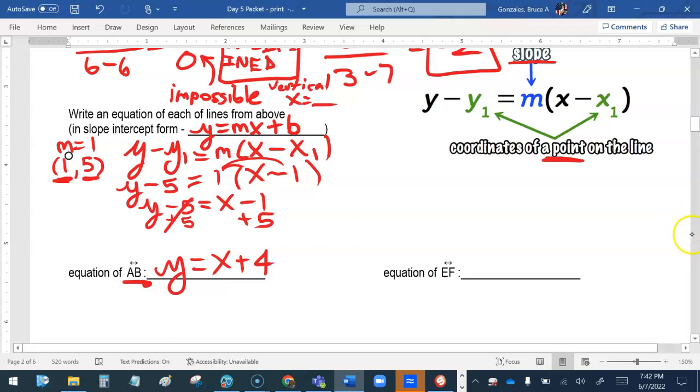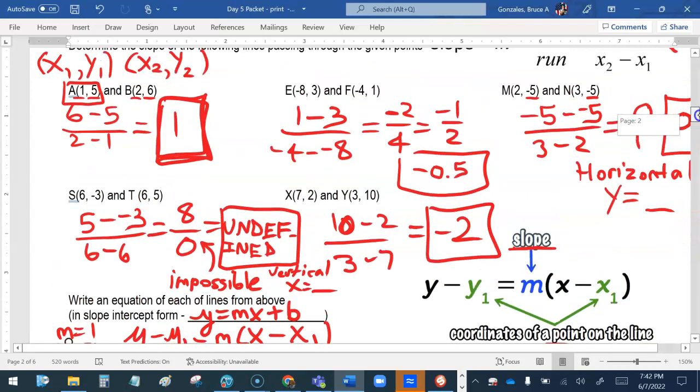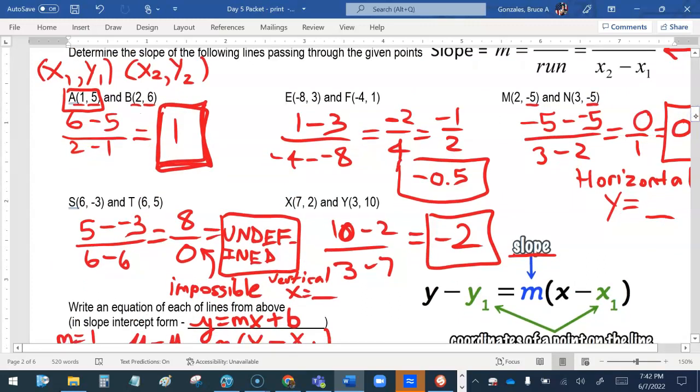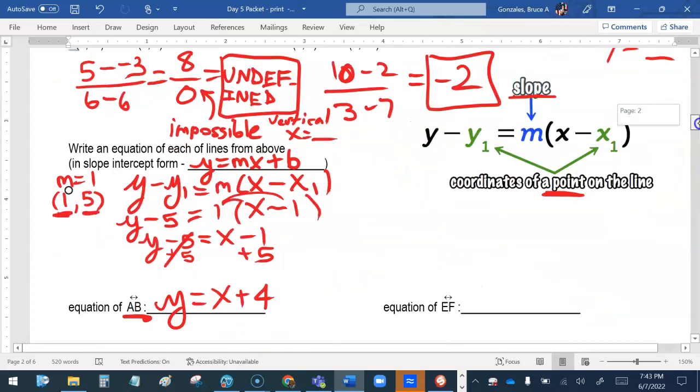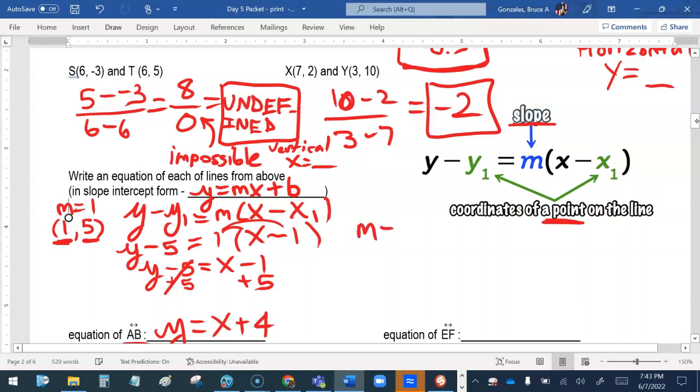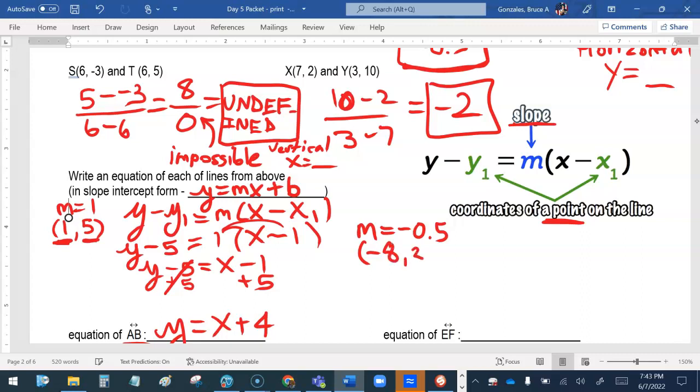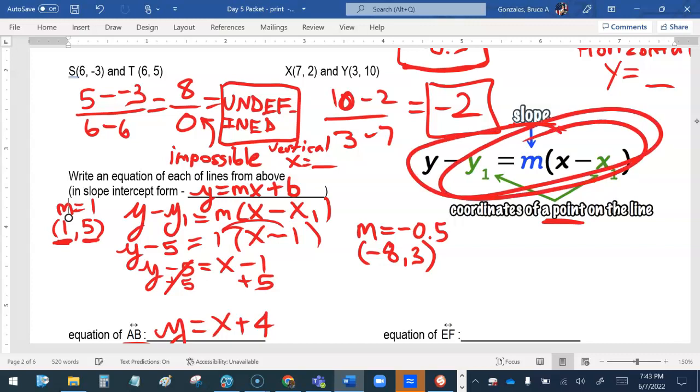Let's go to EF. I need a slope and a point from EF. So for EF, my slope was negative 0.5, and a point I have is negative 8, 3. So my slope is negative 0.5, and my point is negative 8, 3. I'm going to take that slope and that point and use this point slope formula right here.